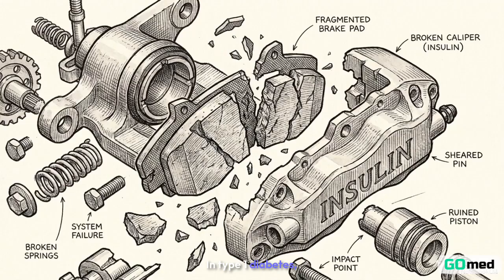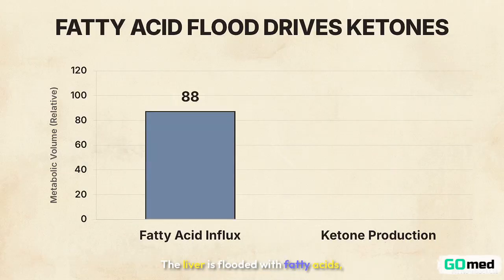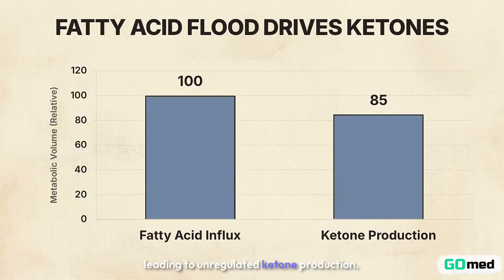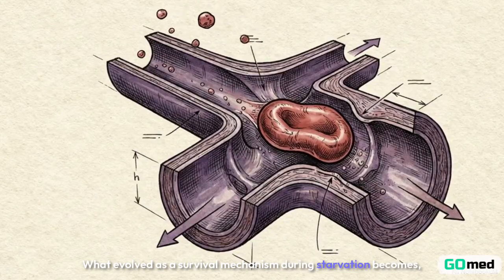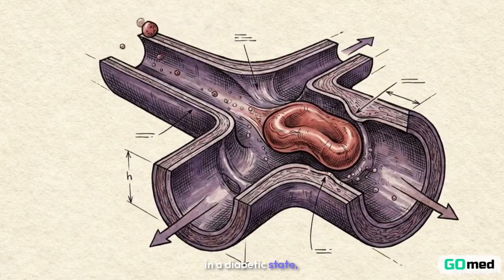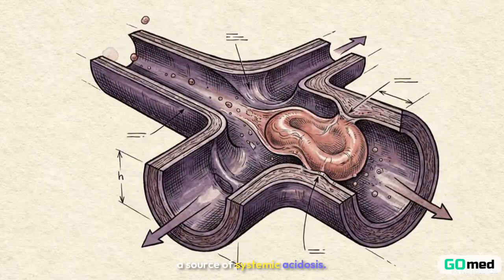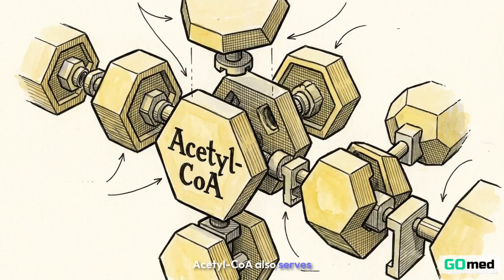In type 1 diabetes, an absolute lack of insulin eliminates the metabolic brakes on this process. The liver is flooded with fatty acids, leading to unregulated ketone production. Because these molecules are acidic, they overwhelm the blood's buffering capacity, resulting in diabetic ketoacidosis. What evolved as a survival mechanism during starvation becomes, in a diabetic state, a source of systemic acidosis. Acetyl-CoA also serves as the fundamental building block for structural synthesis, driving our second pathway.